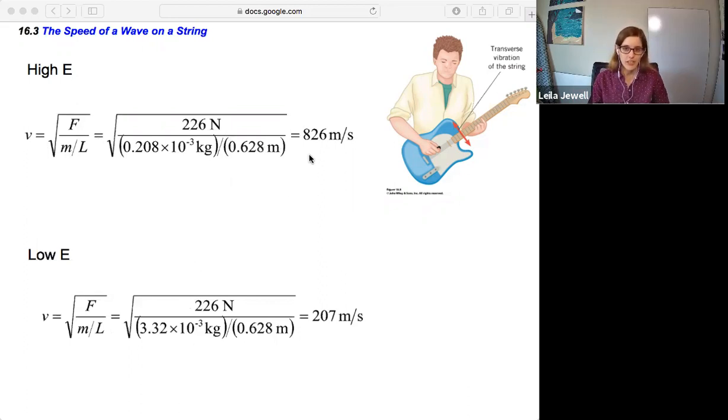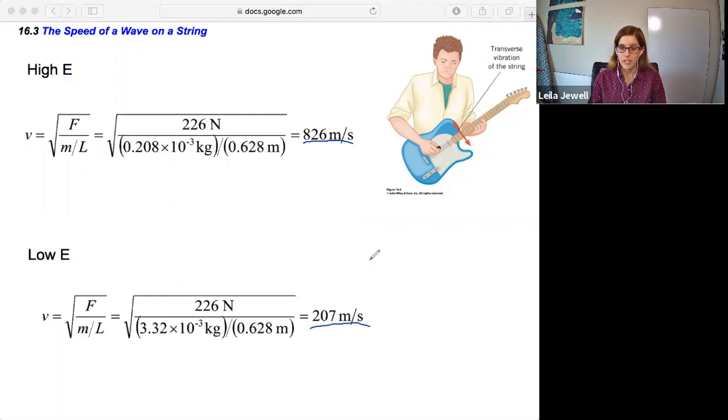And that's shown in the calculations, right? As a result, the high E string, the speed of the wave, is 826 meters per second. Super fast. The low E is also fast, but it's about a quarter as fast, right? 207 meters per second. Not nearly as fast, but this is something we can actually calculate of how fast it will be.